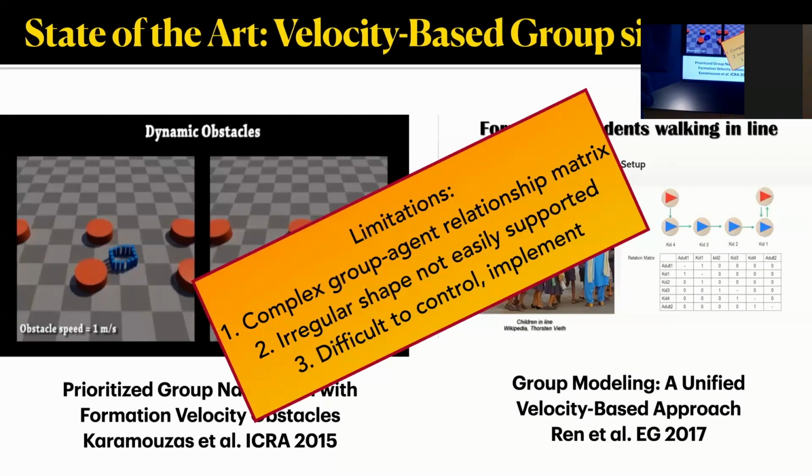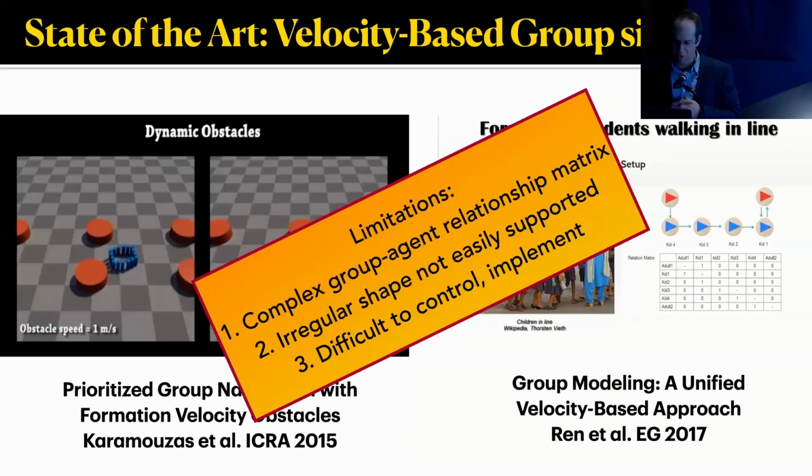The limitations are: it's very hard to define, just with velocity connections, how the group dynamics should be, and it's very hard to support irregular formation shapes. Say you want a formation like a fractal or an arrow, you need a manual definition of all those links and how strong each link will be. It's also difficult to control and implement. In our group, we spent a couple of months and it still didn't work well. So we thought we could do a better job here, simplifying the problem.